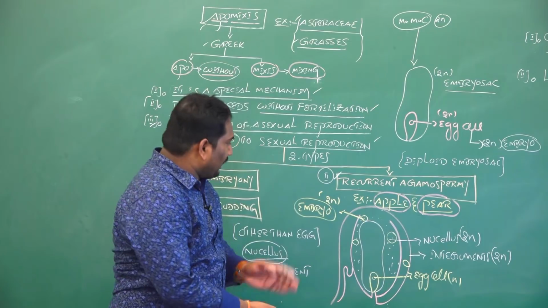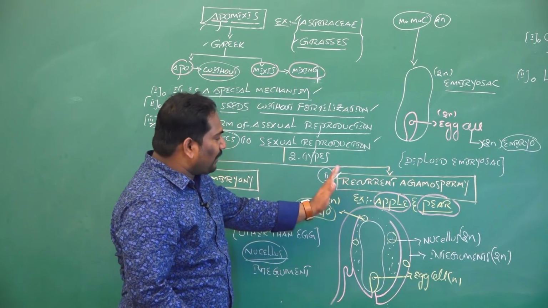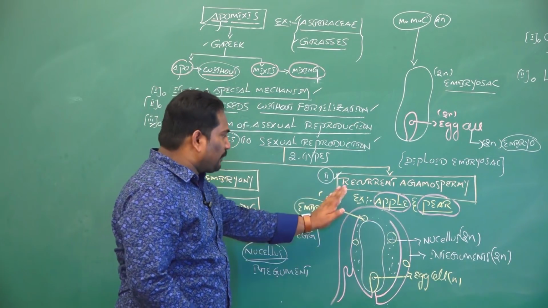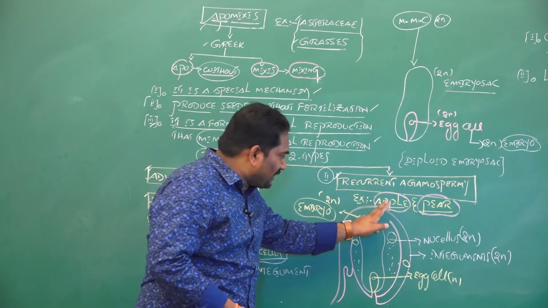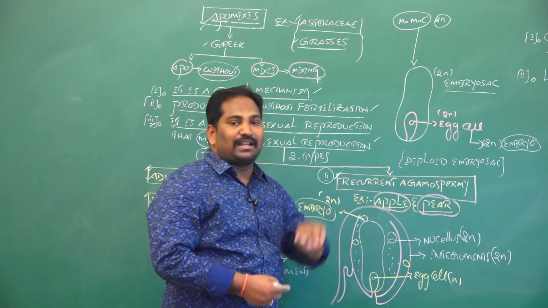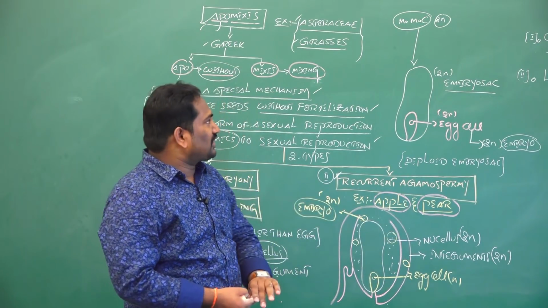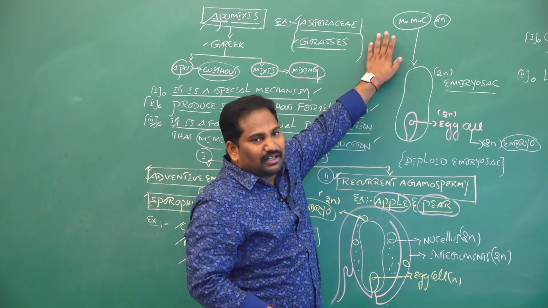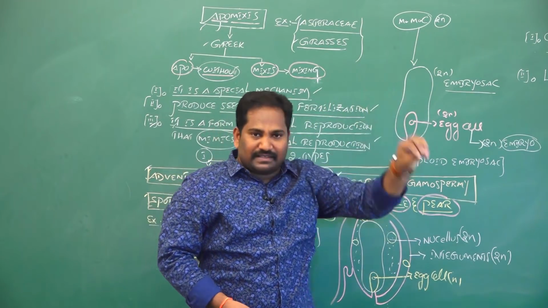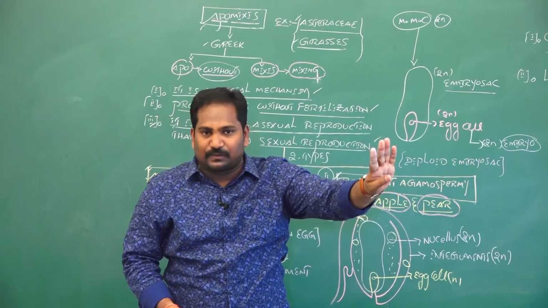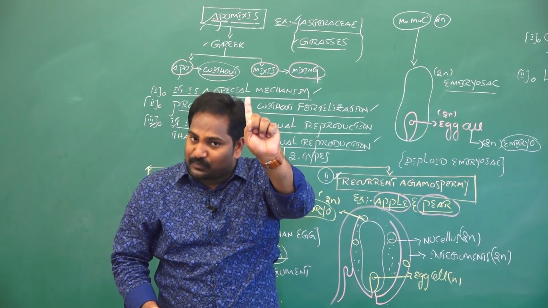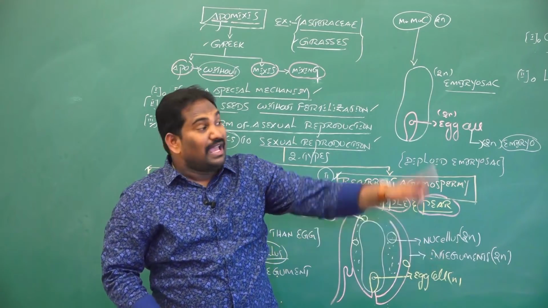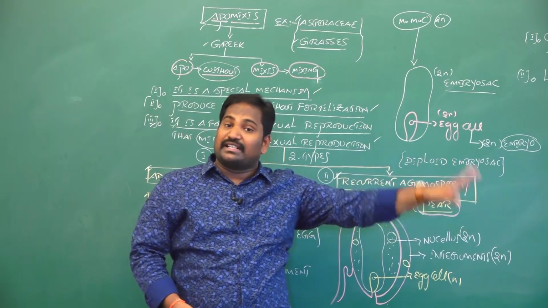Once again, I recall, what is the second type of apomixis? The second type of apomixis is recurrent agamospermy. Recurrent agamospermy seen in apple plant and pear plant. Generally, in angiosperms, megaspore mother cell diploid undergoes meiosis, produces 4 haploid megaspores. Out of 4, 3 are degenerated. Only 1 haploid megaspore is functional. That develops into haploid 7-celled 8-nucleated embryo sac.